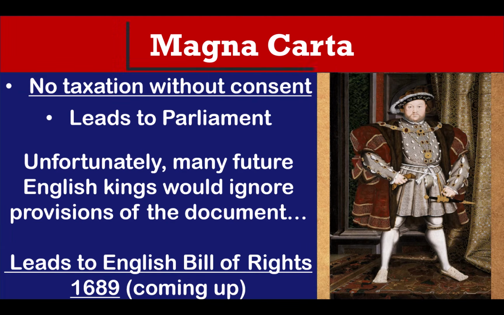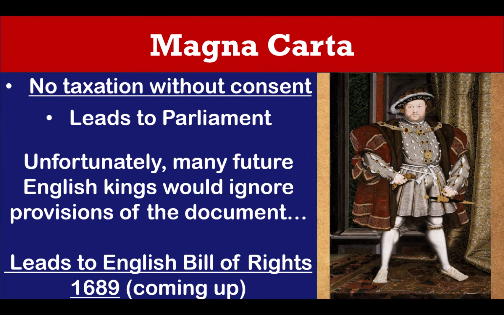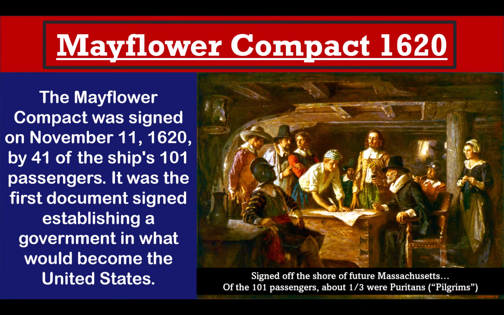The Magna Carta also established the concept of no taxation without the consent or permission of the governed, and called for representatives to be consulted by the king. This eventually led to a republic and the creation of Parliament in England, which would ultimately limit the power of the kings and queens. However, future monarchs in England would ignore certain provisions of the Magna Carta, which would lead to a revolution and the establishment of the English Bill of Rights over 400 years later, which we will look at in a minute.